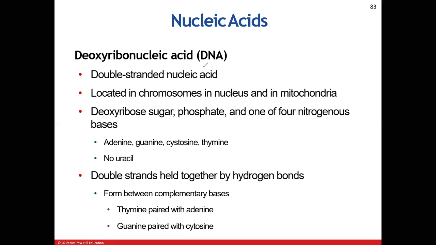This is going to be one of those things that you do want to make sure that you understand fairly well. When you look at the pairing of them, thymine is always going to be paired with adenine. Guanine is always going to be paired with cytosine. So A to T, G to C.